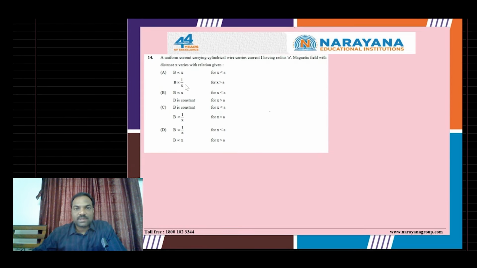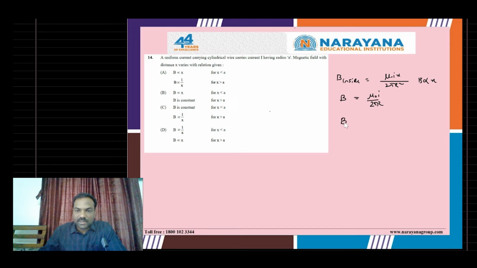Even this one, they ask about the magnetic field inside the wire and outside the wire, and once you know the formulas in Ampere's law, I think you derived it in the classroom, right? A uniform current carrying cylindrical wire carries current I having radius a. The magnetic field with the distance x will vary. We know that the magnetic field inside the wire is given by mu naught I into x by 2 pi R square. So the magnetic field changes linearly inside, whereas on the surface you will get the maximum magnetic field value, which is mu naught I by 2 pi capital R.